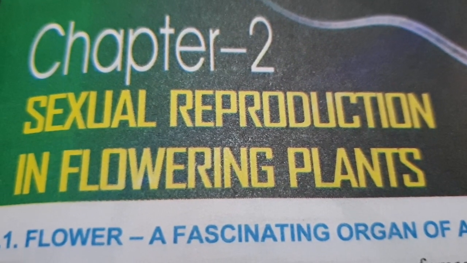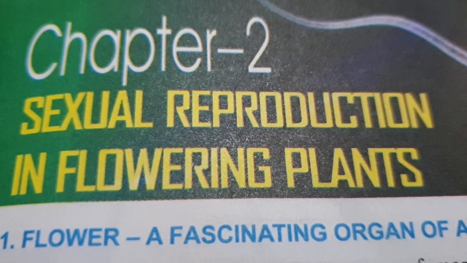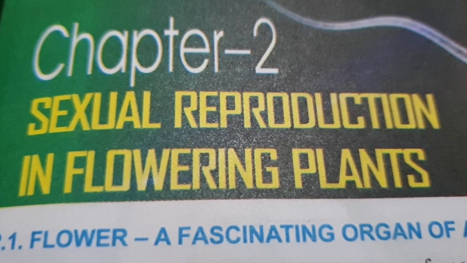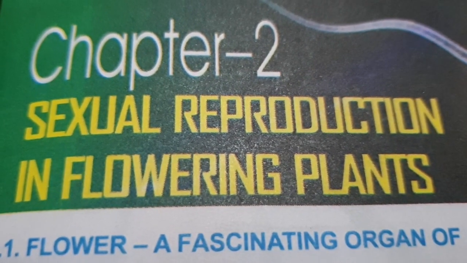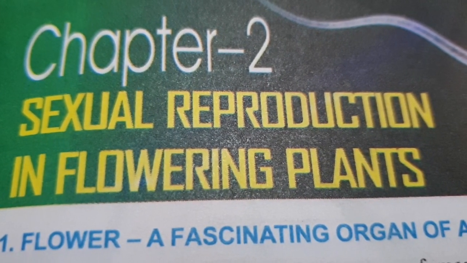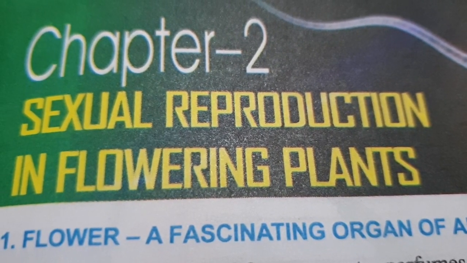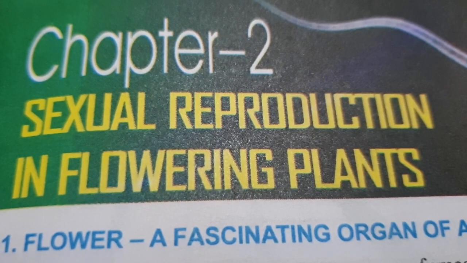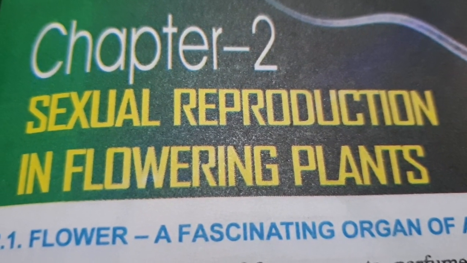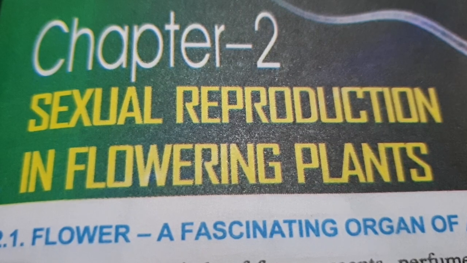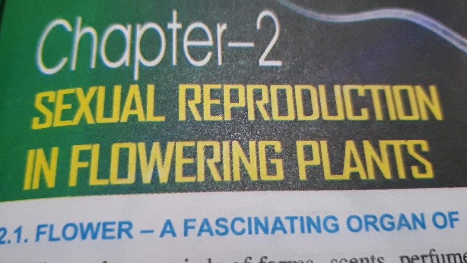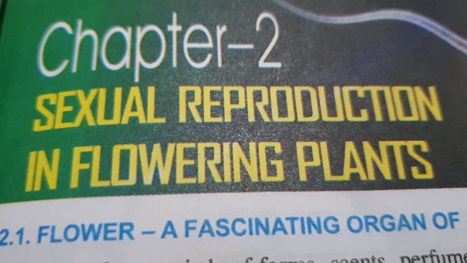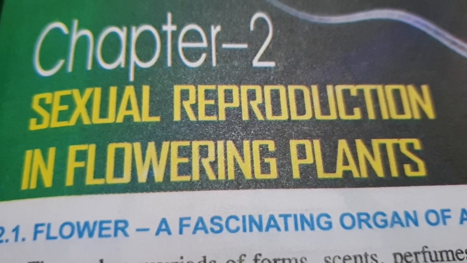Now, sexual reproduction in flowering plants, that means the angiosperms. When we are talking about angiosperms, these are the plants which are considered to be the most advanced type of plants in the plant kingdom, isn't it? We have studied in the plant kingdom about the algae, bryophytes, pteridophytes, gymnosperms and angiosperms. So angiosperms are the most advanced type of plants in the plant kingdom.